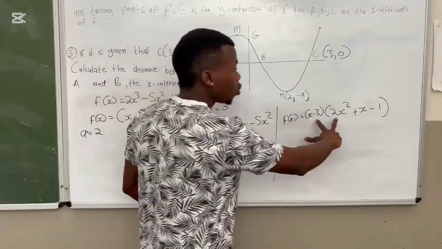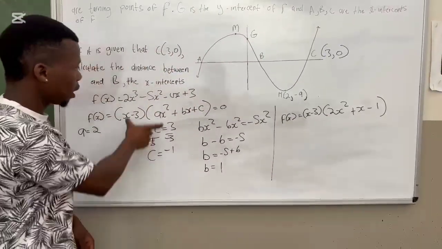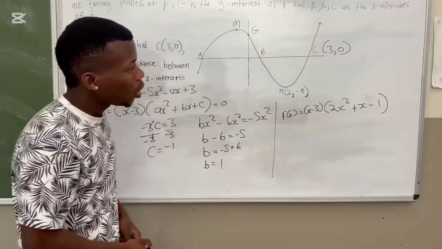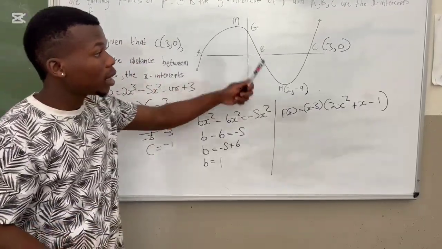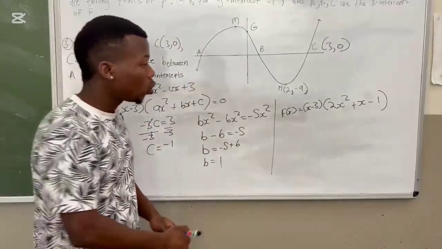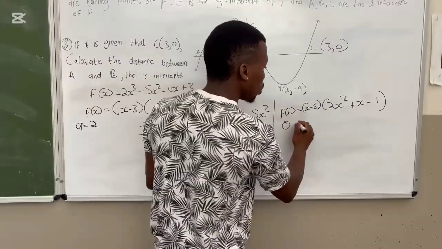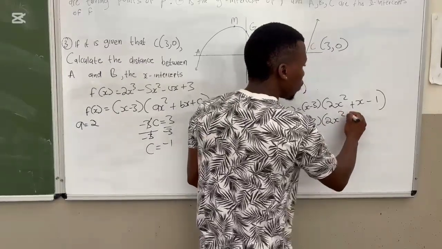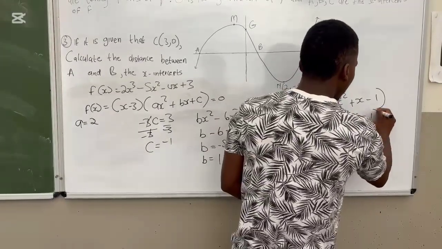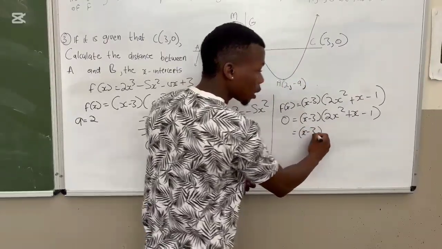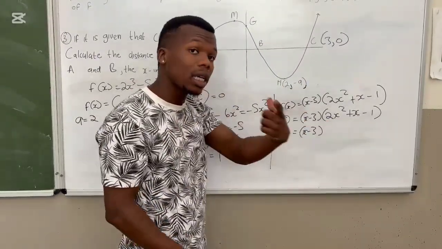So for that, now check something. When you multiply these two brackets, they must give you what? This function. You can check that on your own. Now we are calculating the what? The x-intercept. Remember, we need to let y is equals to 0, meaning that this is going to be 0 is equals to what? x minus 3, 2x squared plus x minus 1. And then I'm going to open how many brackets? I have x minus 3. I'm going to open 2 brackets for this one.